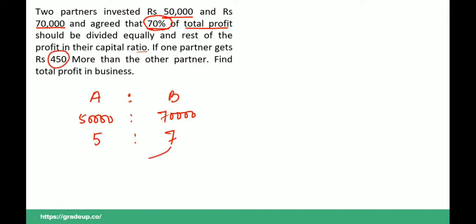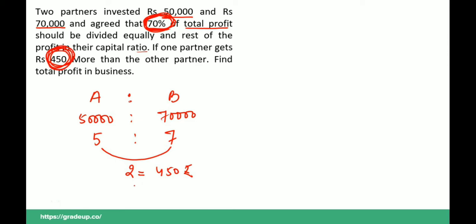So obviously B will get 2 units extra, and in this question, B is getting 450 rupees extra. Because this difference will come only in the 30% part. Because in 70% of the profit, there is no difference between the profit of A and profit of B, because it is clearly shown that 70% of the total profit is divided equally. So B is getting 2 units more and B is getting here 450.